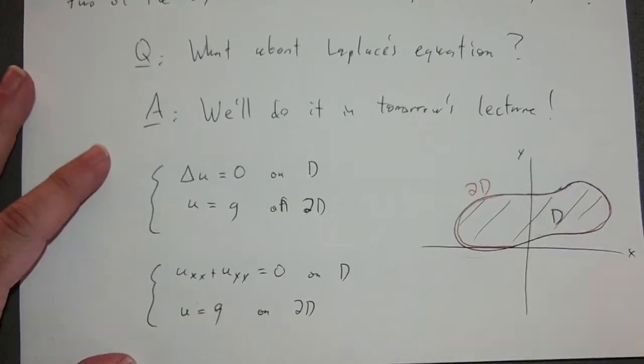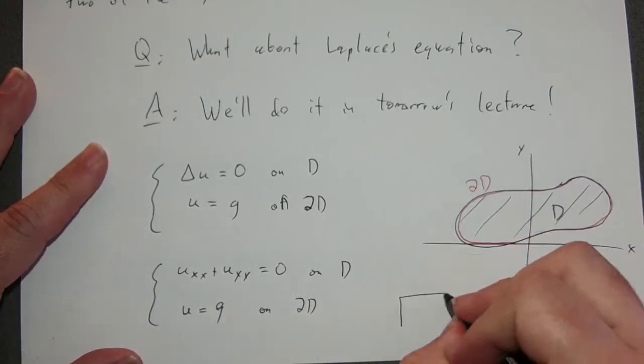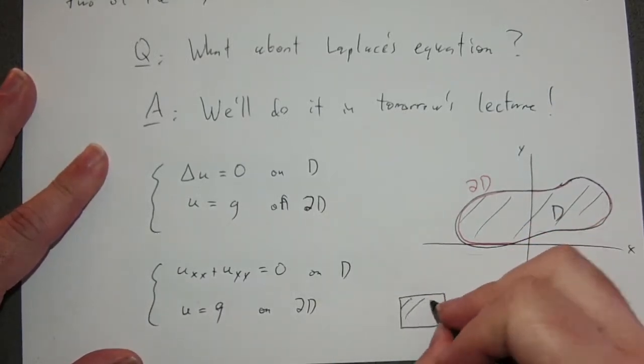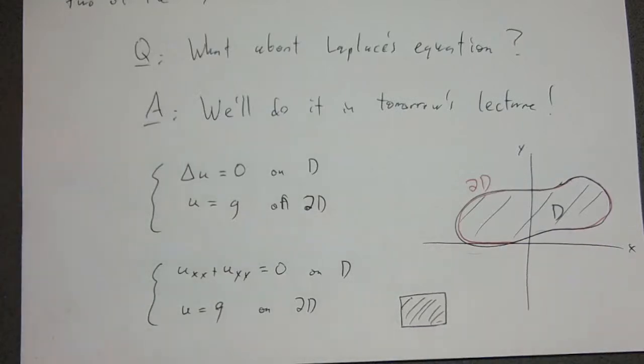And so tomorrow we will start by doing this on a rectangle. We'll do it on a rectangle, and we'll do it on a disk, and we'll see what this results in. But anyway, that's where we'll stop for today.